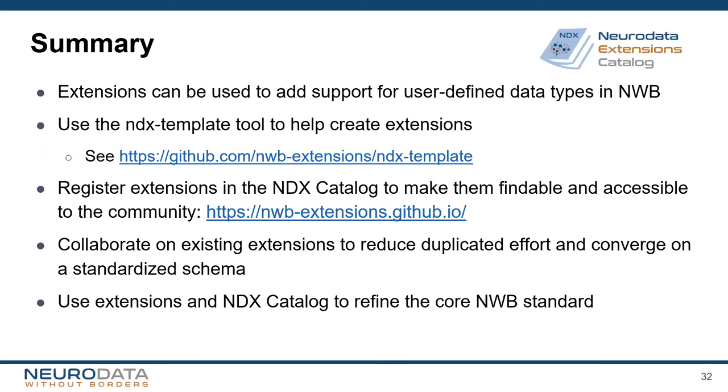So in summary, extensions can be used to add support for any user-defined data types in NWB. These can be custom types specific to your acquisition system, specific to your processing pipeline, or just a type that is very niche and isn't supported in the core right now. To help create extensions, you can use the NDX template tool. There are instructions on the website here of how to use it and how to build upon it. You can also refer to the extensions tutorial on the main nwb.org website.